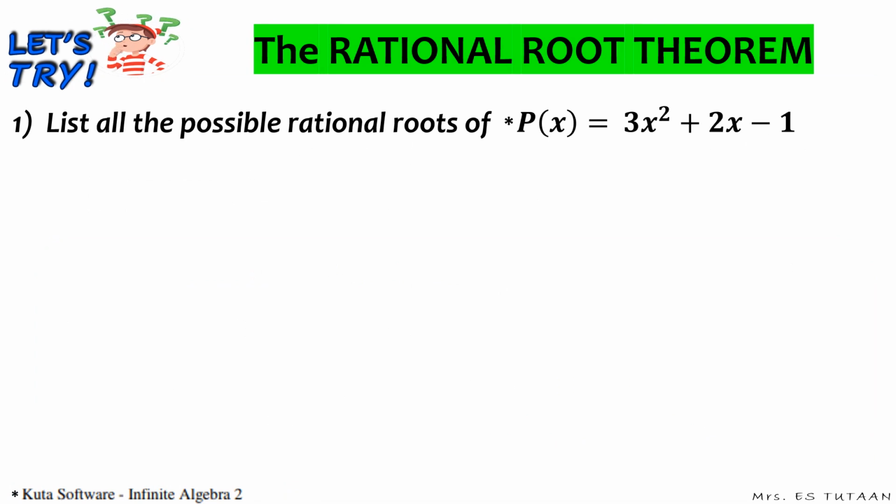let us answer problem number 1. List all the possible rational roots of p of x is equal to 3x squared plus 2x minus 1. So, you are just asked to give the possible rational roots. Ano ba ibig sabihin ng possible rational roots? Yung possible rational roots, that includes the fraction roots, hindi lang siya whole number.